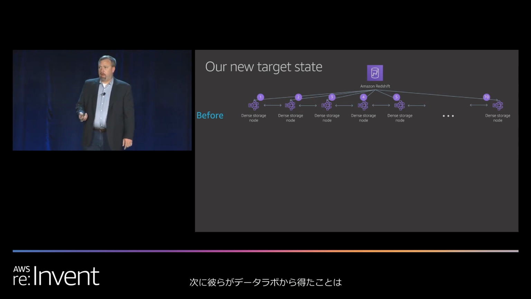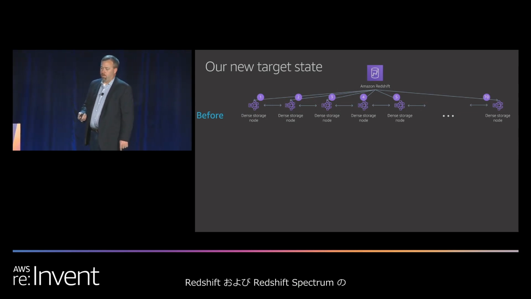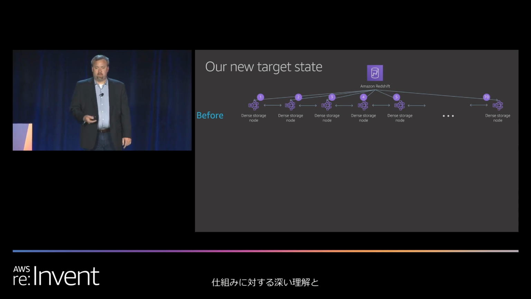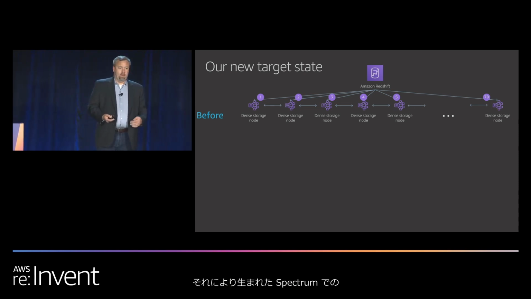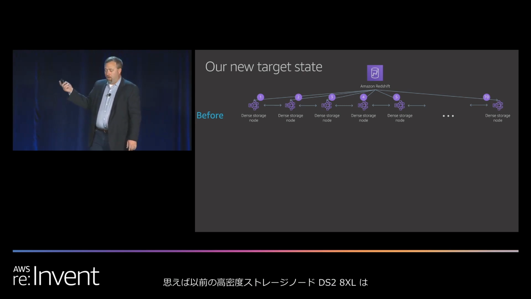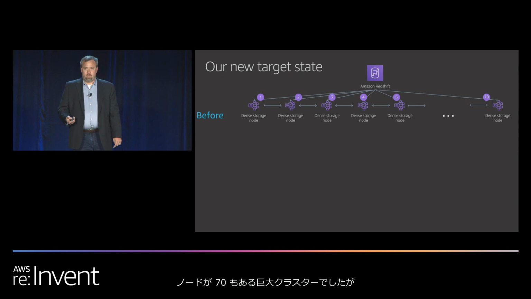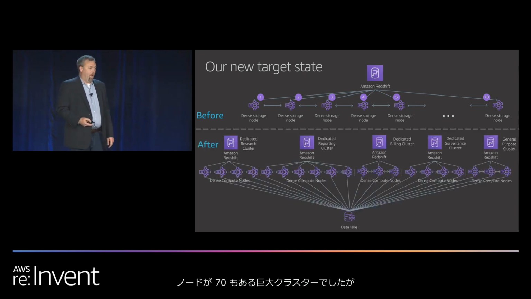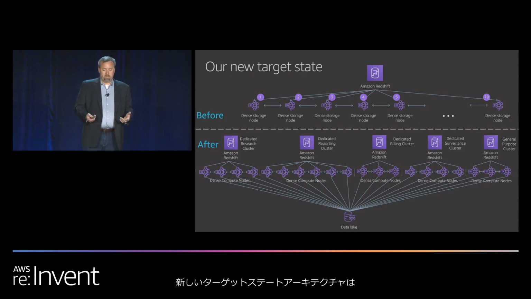The next thing that they brought back from the Data Lab was a deeper understanding of how Redshift and Redshift Spectrum worked. And that deeper understanding informed our thinking around the new target state architecture with Spectrum. As you recall, before we had one giant cluster of dense storage nodes, DS2 8XLs, 70 of them. And after, our new target state architecture is really a set of dedicated clusters for each of these functional areas.